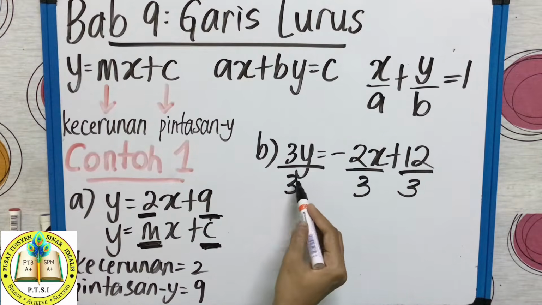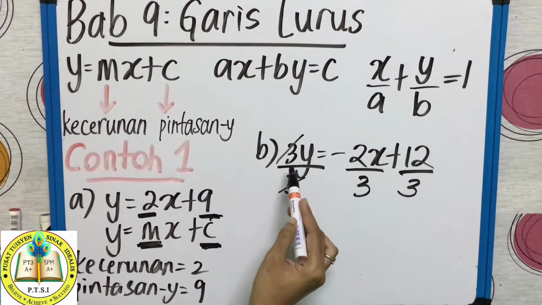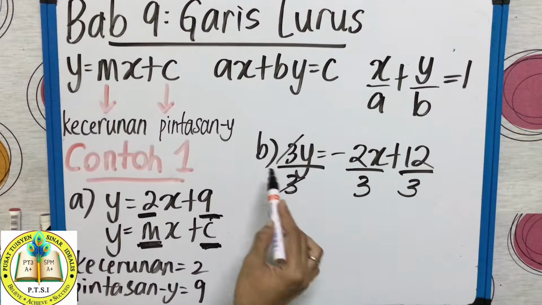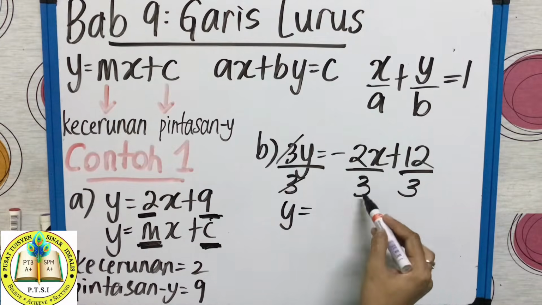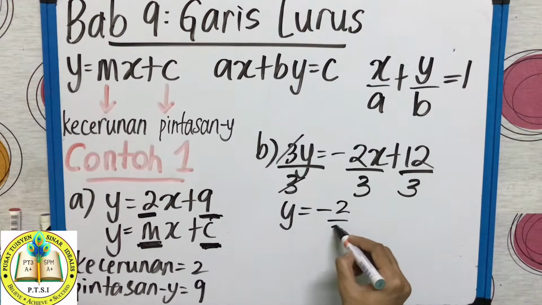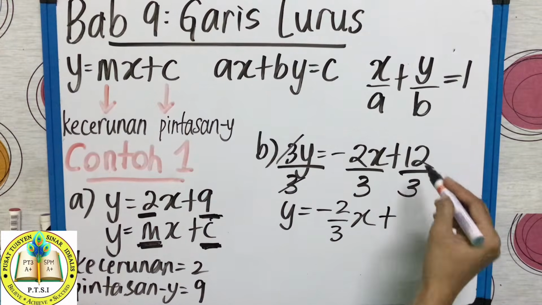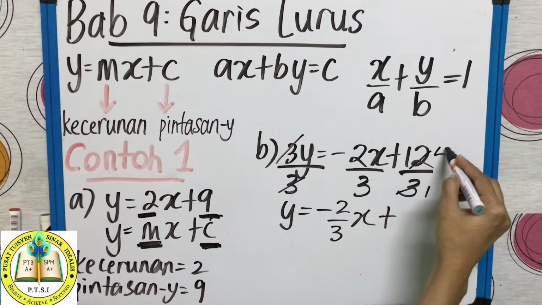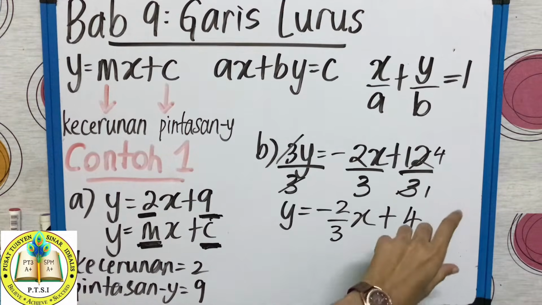Now, when you divide 3, card ready. Why teacher divide 3? Mungkin pelajar ada soalan. Kenapa cikgu bahagi 3? Sebab kita tak nak nombor 3 di sini. We don't want the number 3. So teacher divide 3. You will get y equal. Pecahan ini kamu tak boleh potong. You cannot cut. So it's negative 2 over 3x. Plus 12 3 kan boleh potong. So you will get 4. Nampak tak kelas? You got one equation.